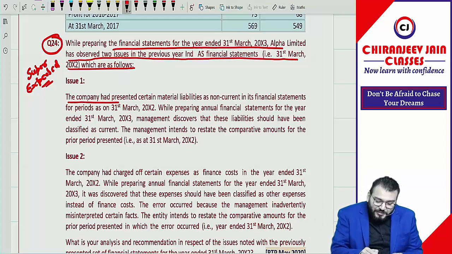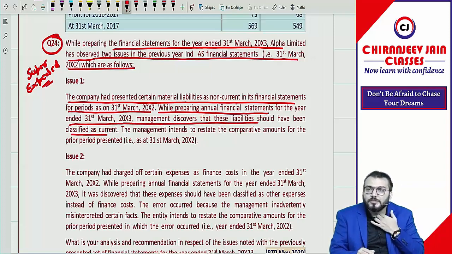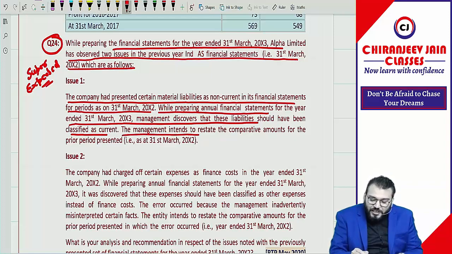The company has presented certain material liability as non-current in its financial statement for the period as on 31st March 2002, meaning the previous year. While preparing the annual financial statement for the year ended 31st March 2003, meaning the current year, management discovered that these liabilities should have been classified as current. The management intends to restate the comparative amount for the prior period presented.